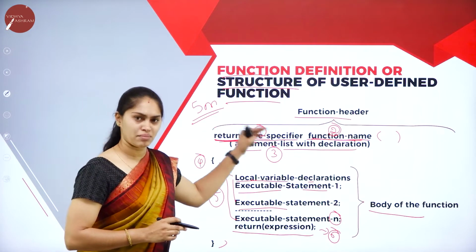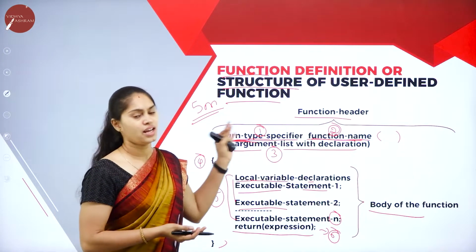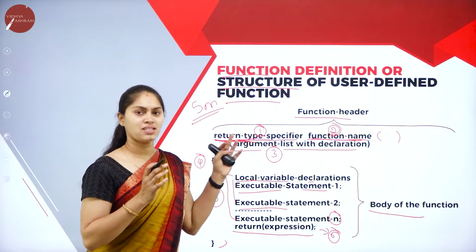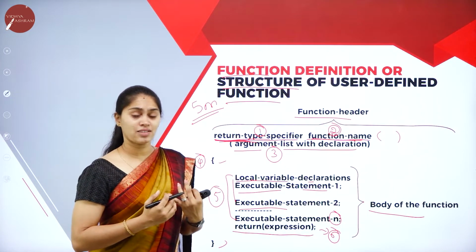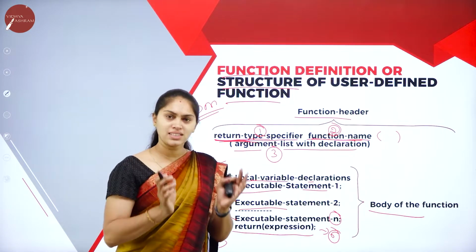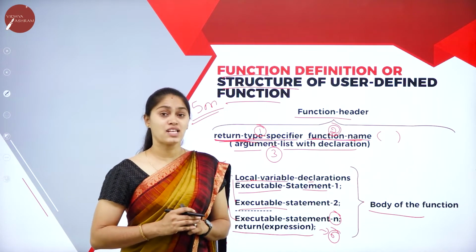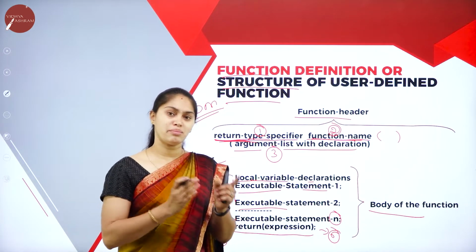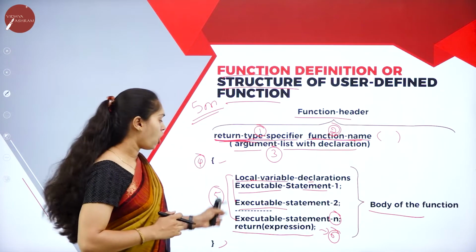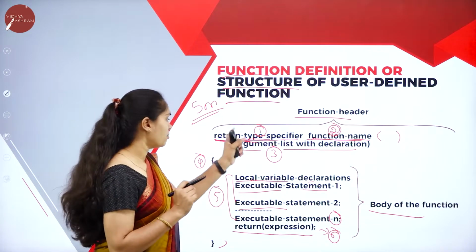So now I am done with the declaration, and I have given some name for the function, and I have listed out what are the arguments or parameters that I require from my function, and I have declared some local variables, and I am doing some operation. After doing all these things, what it has to do? It has to return some value back to the main function.